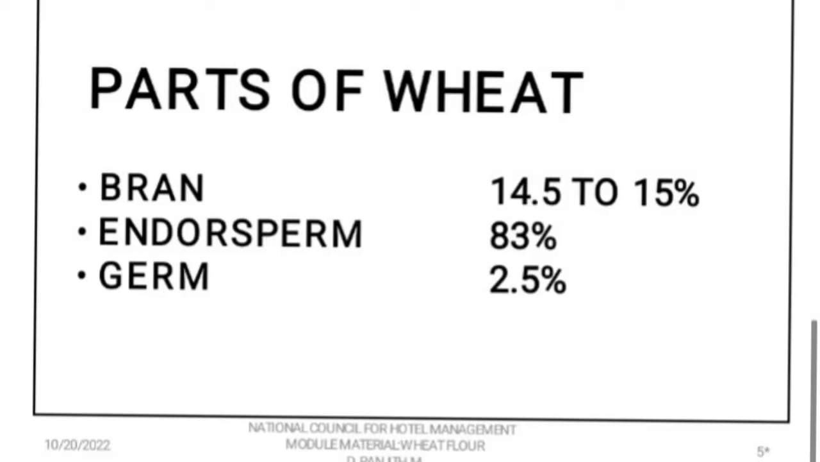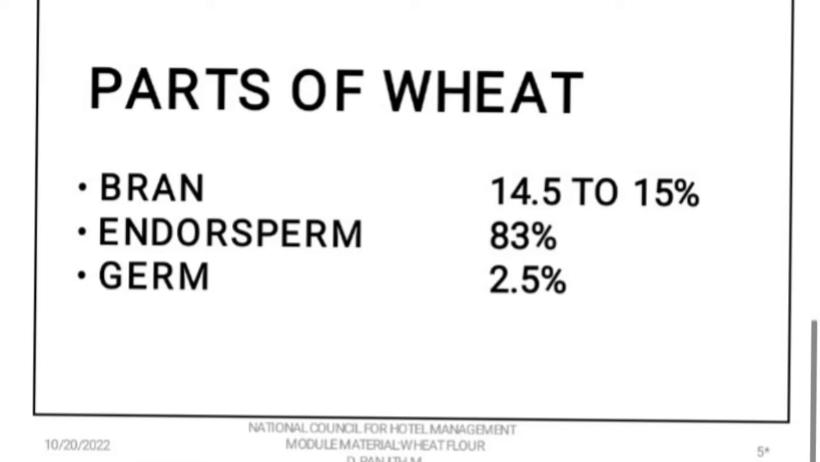Wheat is an annual grass of genus Triticum aestivum grown in many parts of the world. They are basically categorized according to the color and hardness of the grain. If you look at the grain structure of a wheat, it is divided into three major parts. One is bran, endosperm, and germ. If you look at the physical structure of a wheat, bran is 14.5 to 15 percent, endosperm is 83 percent, germ is 2.5 percent.